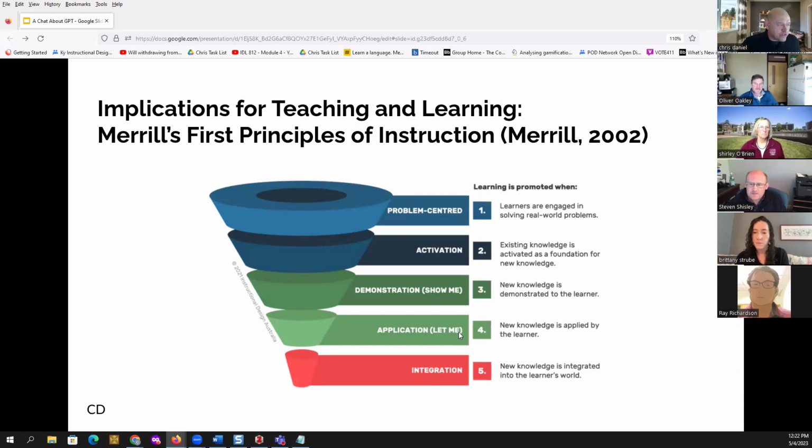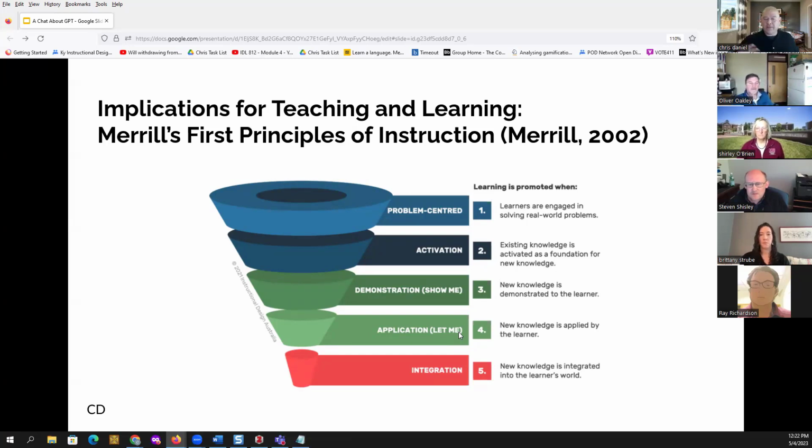For folks in the instructional design arena, students and practitioners may know the name David Merrill. David Merrill created what he calls first principles of instruction. And I think it's a good way to think about the implications of some of these technologies for teaching and learning. His first principles are a set of five objectives or concepts that aim to improve the effectiveness of learning experiences.